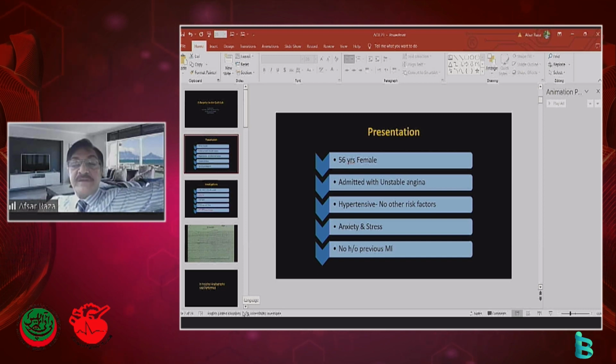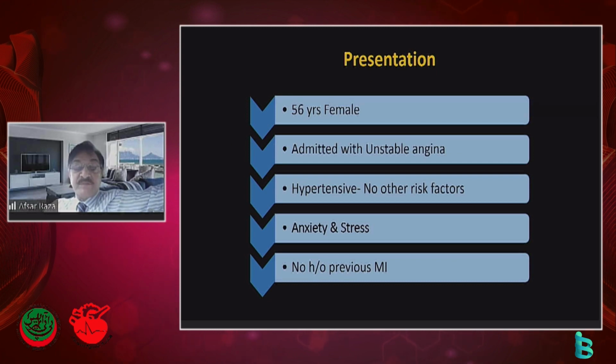Right. So all of you are very experienced, and in my 30, 40 years of experience, this is the first time I've seen such a case that might attract you, and some of you will must have seen this as well. So this is a 56 year old lady who was admitted with unstable angina. Her previous history has hypertension, but no other risk factors.